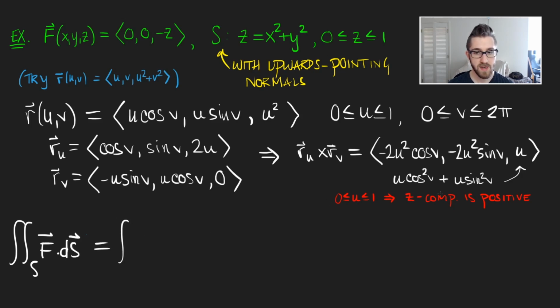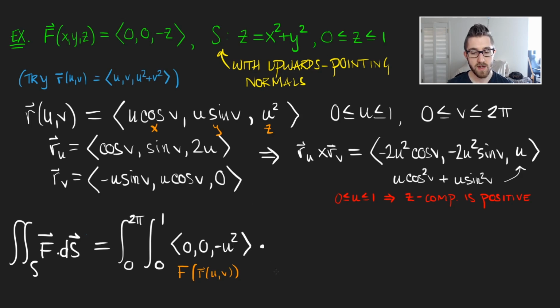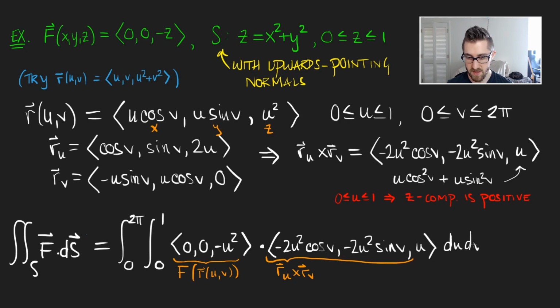And the way we're going to compute it is an integral over the parameterization domain. So we're going to say v goes from 0 to 2 pi, u goes from 0 to 1. And then we have f of r of uv, which we get by taking our parameterization and calling the x, y, and z components x, y, and z and plugging them into the vector field. If we do that, we get 0, 0, negative u squared. And then we're taking the dot product of that with ru cross rv, which again, we're not negating because our orientation worked out. And that is negative 2u squared cosine v, negative 2u squared sine v, u. And then we have du dv.